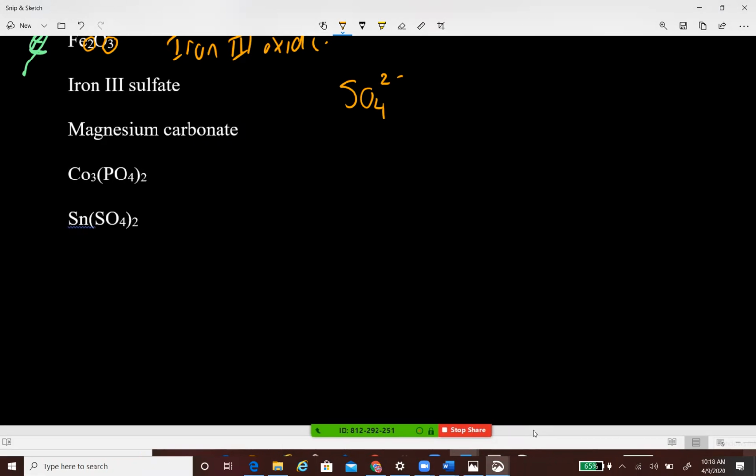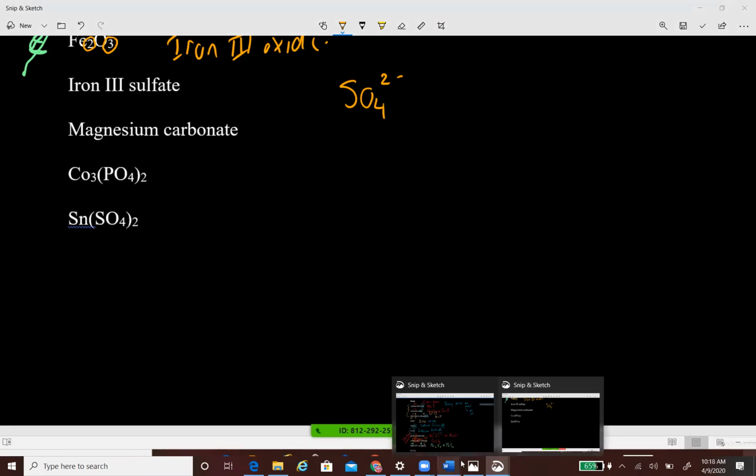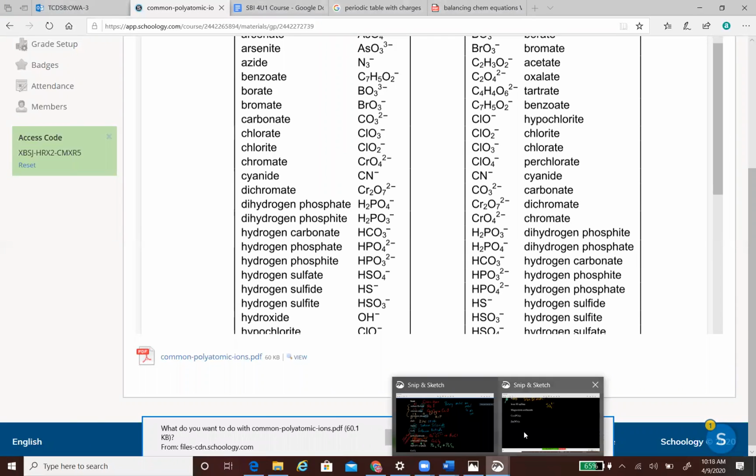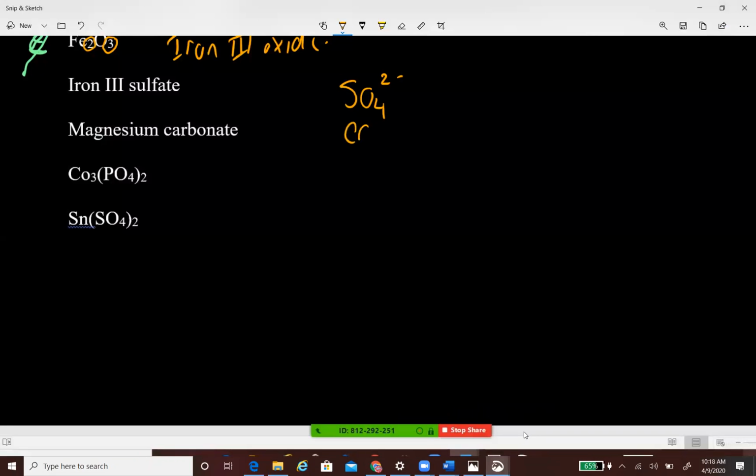Now the next one is carbonate. If I look at the sheet, carbonate would be up here. So carbonate is CO3 2 minus. So for the next one, it's going to be CO3 2 minus.